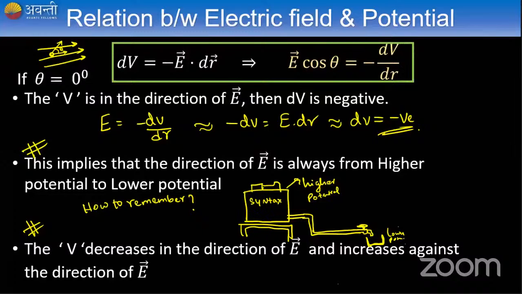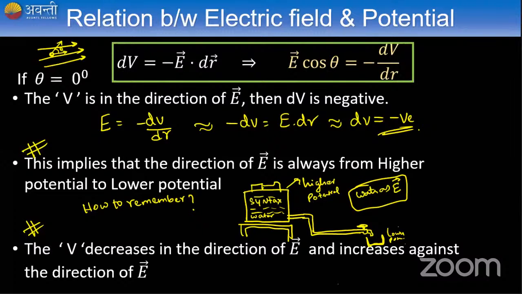So if water is my charge, if I consider water as the electric field, then my water flows from a region of higher potential to a lower potential region. Similarly, my electric field is also in the direction of higher potential region to a lower potential region. Okay, this way you can remember.